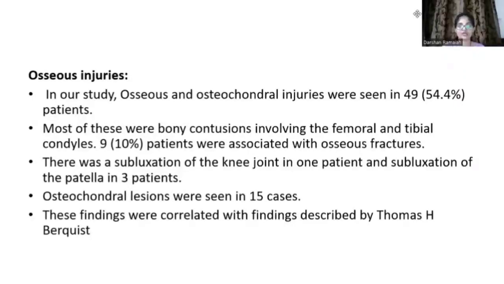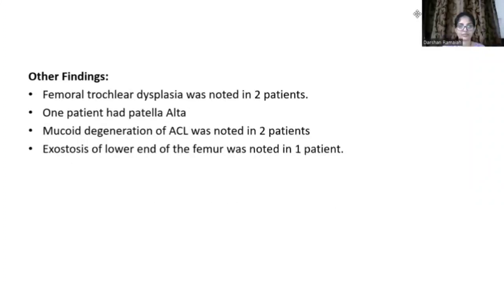Osseous injuries: in our study, the osseous and osteochondral injuries were seen in 49 patients. Most of them were bony contusions, including the femoral and tibial condyles, which were associated with osseous fractures. There was a subluxation of the knee joint in 1 patient and subluxation of the patella in 3 patients.